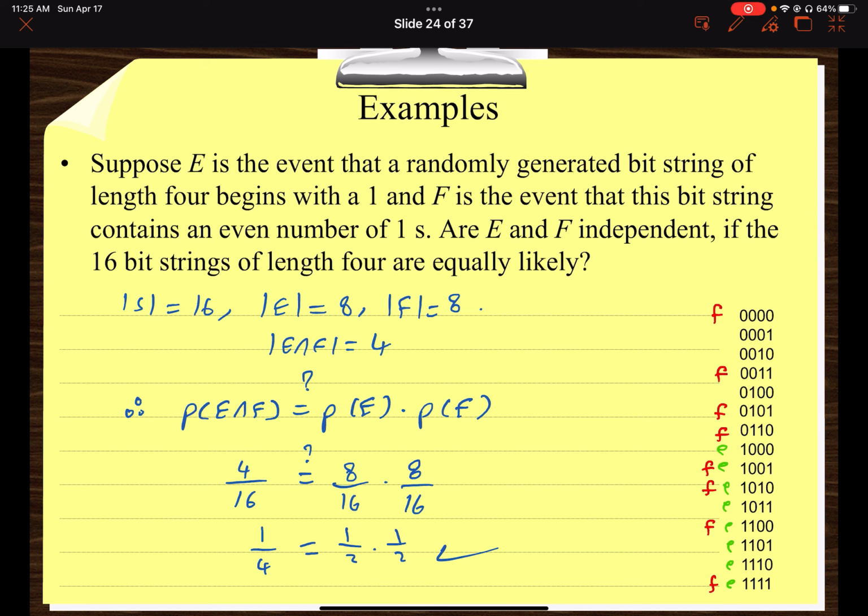They are equal. Huh? They are equal. So therefore, independent or not independent? Therefore, E and F are independent.